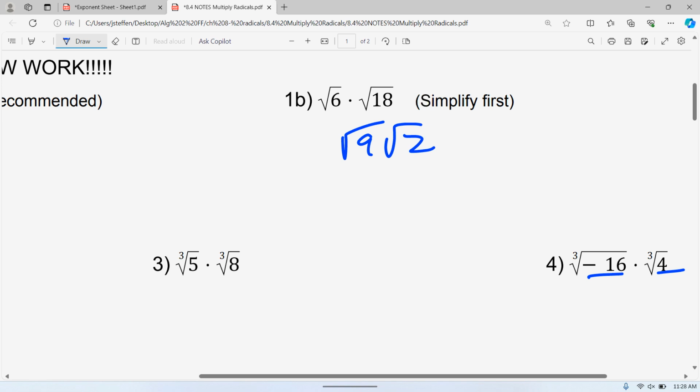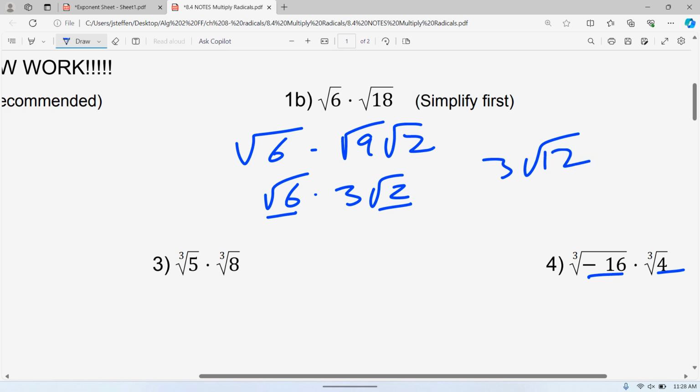There we go. So 18 you could reduce into the square root of 3 root 2. So far, this is fine. You could do it this way. And then when you multiply the 6 and the 2, you end up getting 3 root 12.